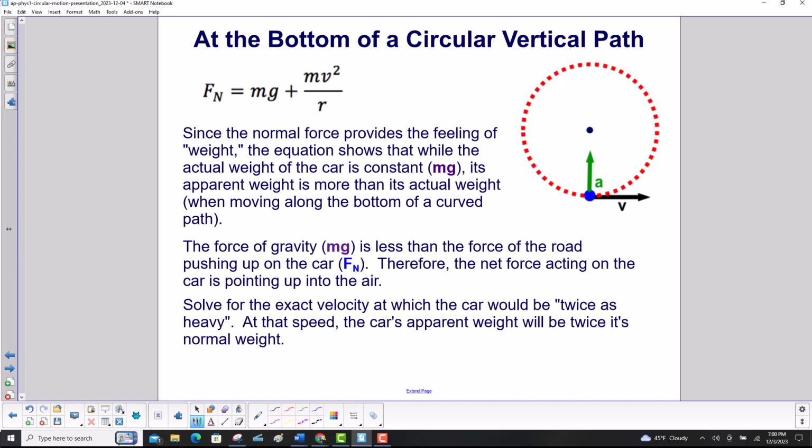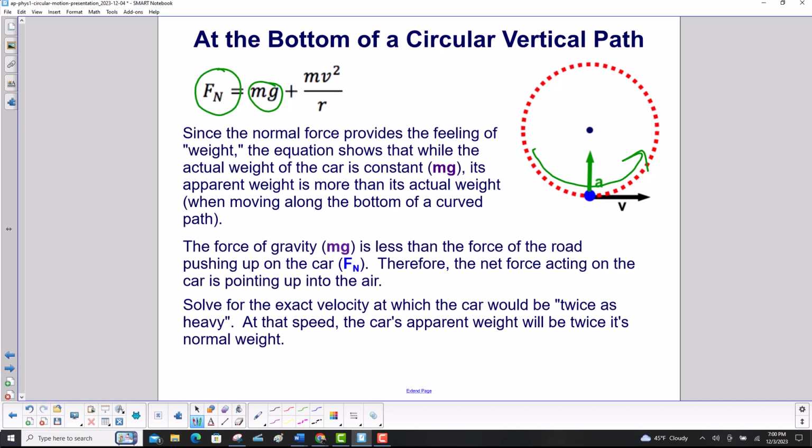Since the normal force provides a feeling of weight, the equation shows that while the actual weight of the car is constant, mg, its apparent weight, the normal force there, is more than its actual weight. That, again, is when moving along the bottom of this curved path here. In this case, the force of gravity is less than the force of the road pushing up on the car. Therefore, the net force acting on the car is pointing up in the air.